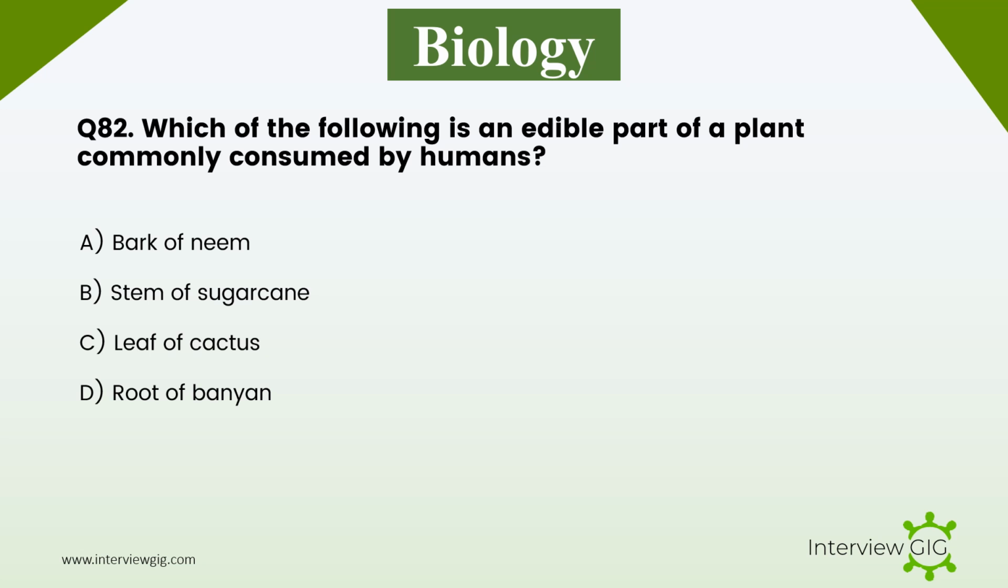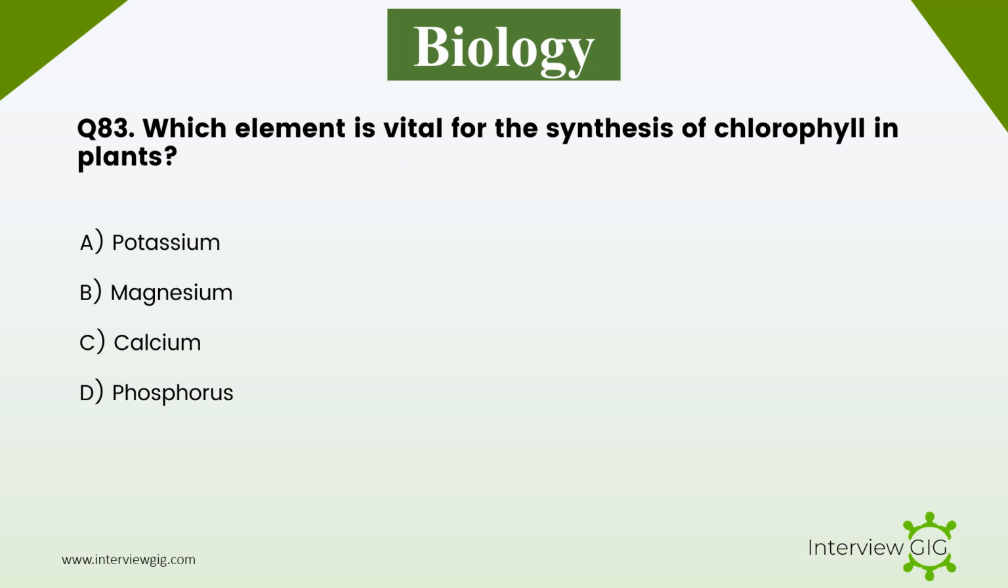Which of the following is an edible part of a plant commonly consumed by humans? A. Bark of neem. B. Stem of sugarcane. C. Leaf of cactus. D. Root of banyan. Answer B. Stem of sugarcane. Next question.